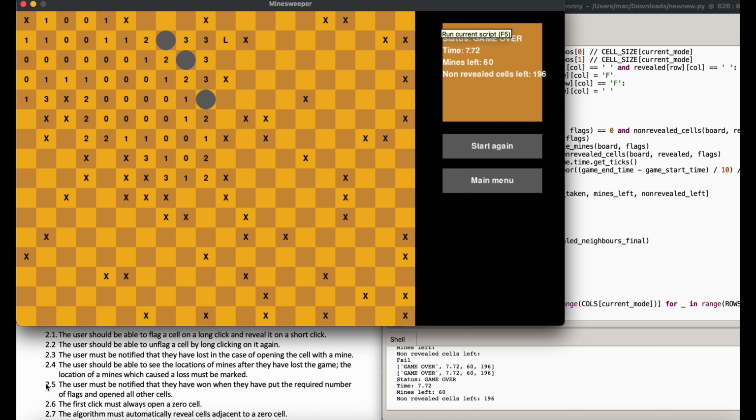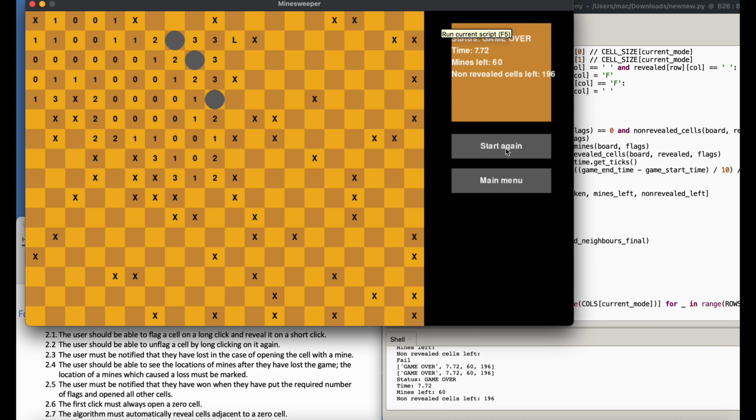Objective 2.5. The user must be notified that they have won when they have put the required number of flags and opened all the other cells. So as this board is quite big, let's return to the beginning mode and complete the board.